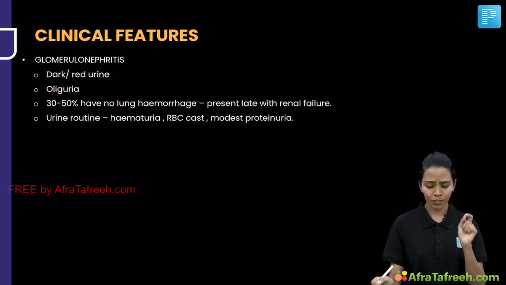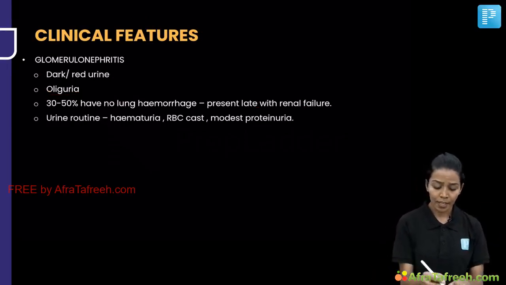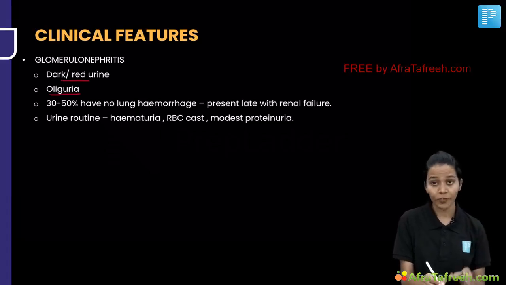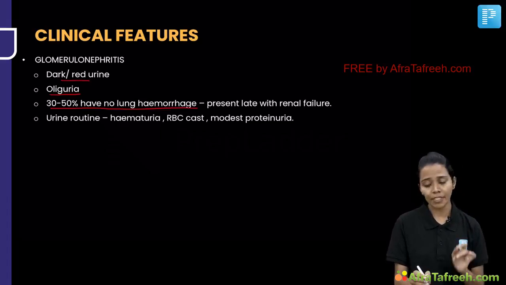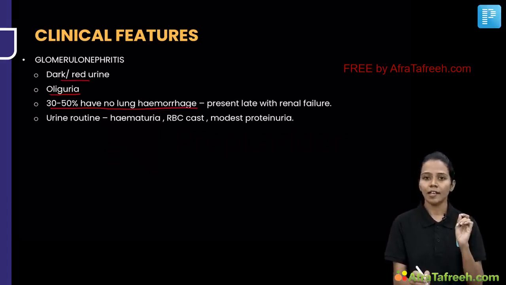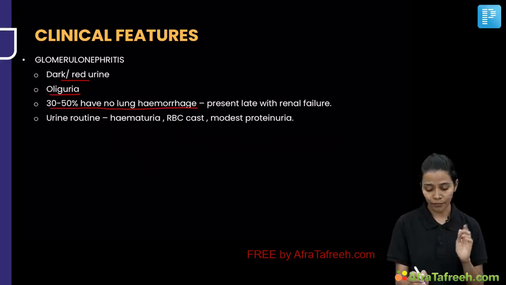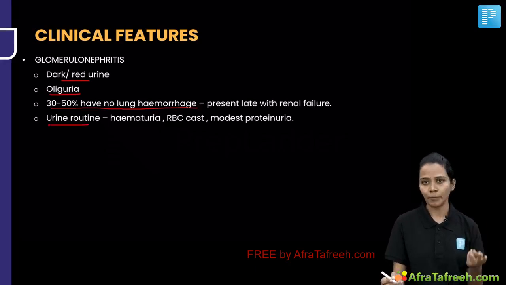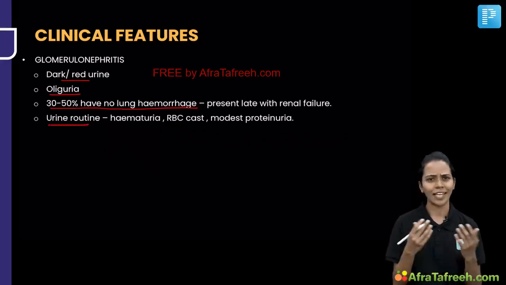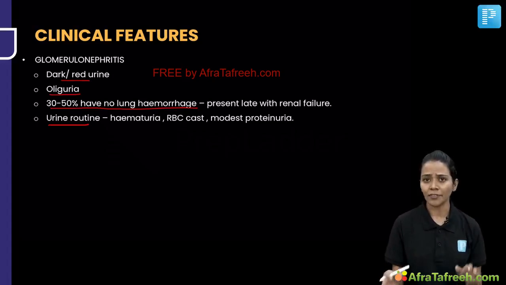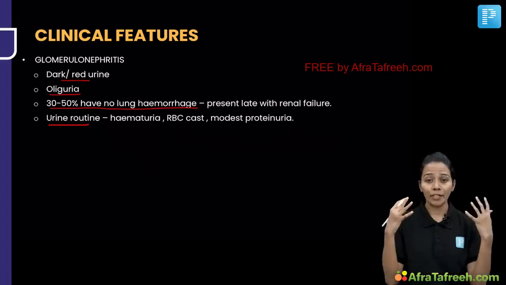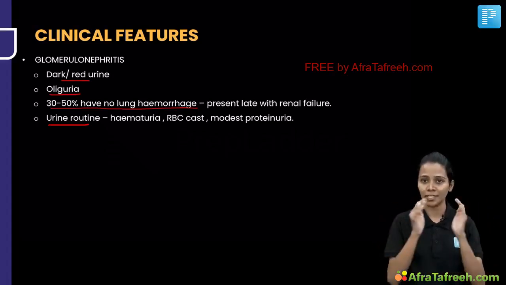Now coming to glomerulonephritis. We just finished lung hemorrhage. Patient can have dark or red urine like any glomerular hematuria. They can present with oliguria. 30 to 50% present with isolated kidney involvement, without any lung hemorrhage. Urine routine will show hematuria, RBC cast and modest proteinuria. So this is like any other glomerular disease. You have to know they can present as isolated lung involvement, isolated kidney involvement, but the majority, that is 50 to 75%, present as combined.